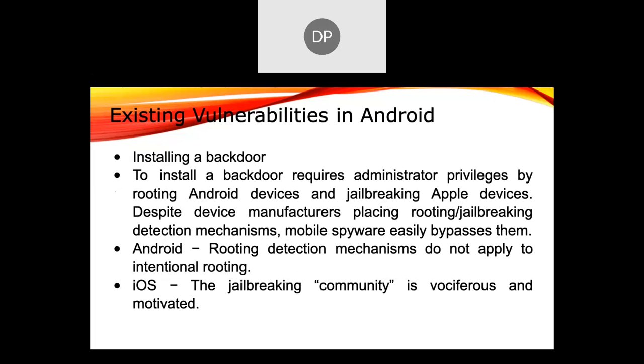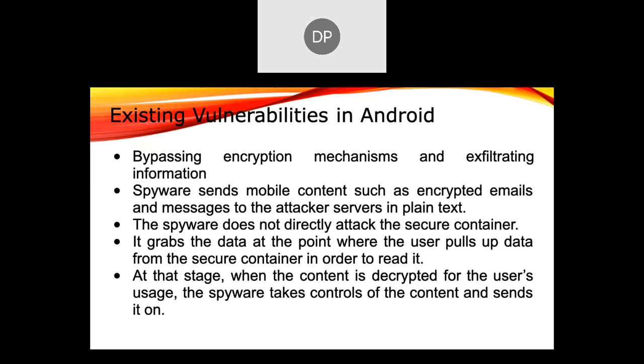Installing a backdoor is also an existing vulnerability in Android. To install a backdoor, we require some administrator privilege, obtained by rooting Android devices and jailbreaking Apple devices. So, the terms are rooting Android devices and jailbreaking Apple devices. Despite device manufacturers placing rooting or jailbreaking detection mechanisms, mobile spyware easily bypasses them. In Android, rooting detection mechanisms do not apply to intentional rooting. In iOS, the jailbreaking community is vociferous and motivated.